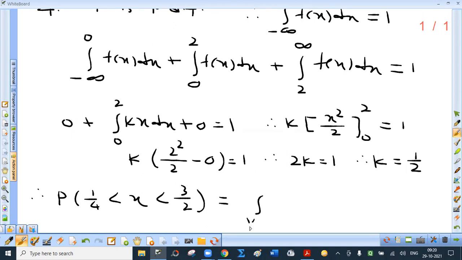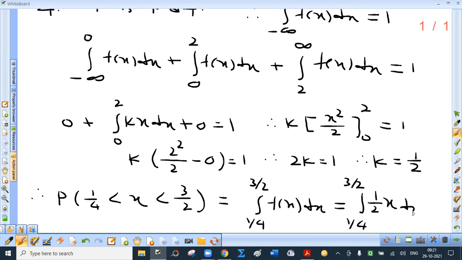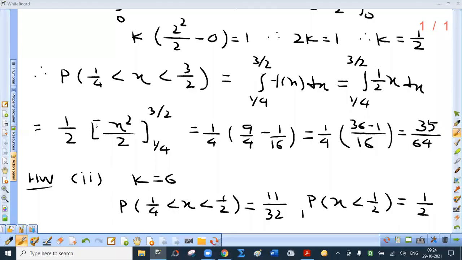So it is the integral from 1 upon 4 to 3 by 2 of f of x dx. We have already obtained the value of k. The function is kx, but k is half, so I will directly write half x dx. Now find the value. So this is 1 upon 2, x square by 2, x goes from 1 by 4 to 3 by 2. So half into half, that is 1 by 4. 3 by 2 square is 9 by 4, and 1 by 4 square is 1 by 16. So it comes out to be 35 upon 64.